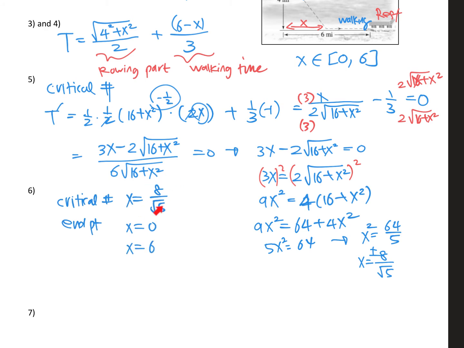If you plug in this number here, that's about 3.5778. Plug it here, plug it here. If you calculate that out, t of 8 over radical 5 is going to give you 2.8564. T of 0, plug in 0 into t, plug in 0 here, plug in 0 there. You're going to get 4 hours. And then plug in t of 6. Plug in 6 here, plug in 6 there. You're going to get 3.61 hours.